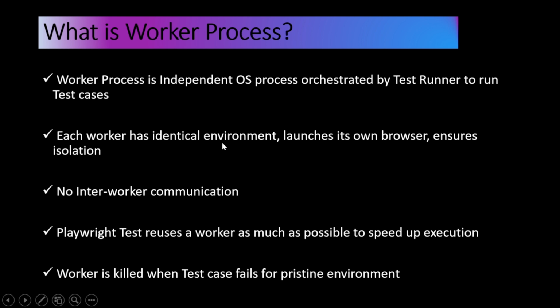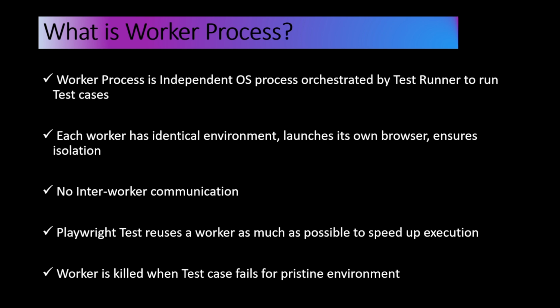Each worker has an identical environment. It launches its own browser, which ensures isolation, and during parallel testing this is very much important, right? There is no inter-worker communication, meaning they are safe, and as a result we are able to maintain isolation. And Playwright test reuses a worker as much as possible to speed up the execution. I'll show you this particular part. And if a test case fails, then the worker is killed and it recreates another worker, so that we will have a pristine or clean environment, right?